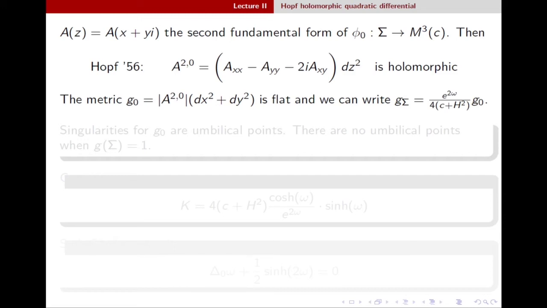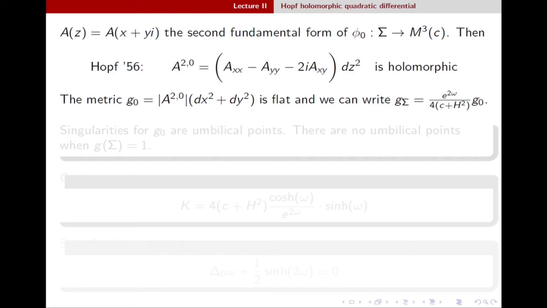So it's a metric that is flat, and flatness here just comes from the fact that the quadratic differential is holomorphic. Okay. On the other hand, if you look at this flat metric, you can notice that it can have singularities, right, which come from the zeros of this quadratic differential form. In other words, umbilical points. So umbilical points are singularities for this flat metric. Okay.